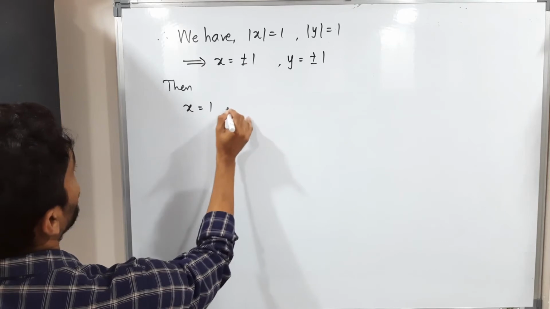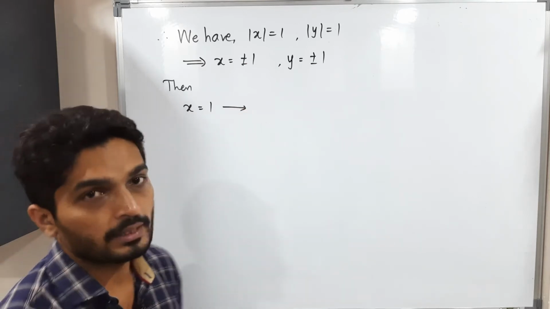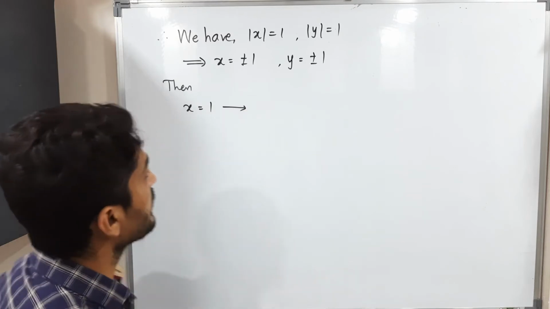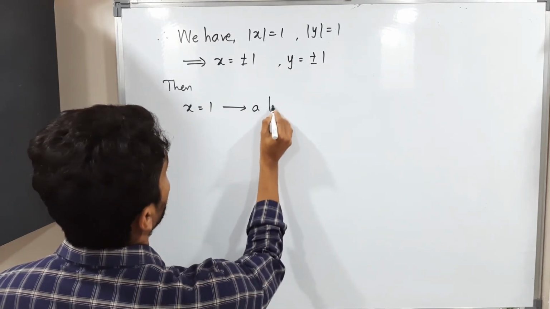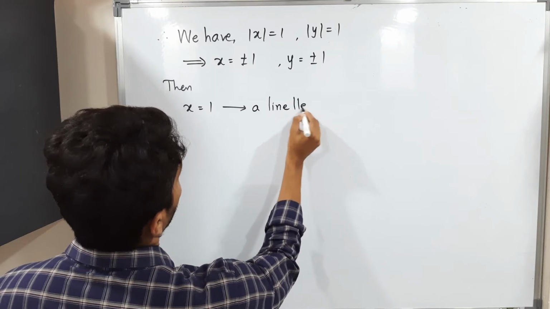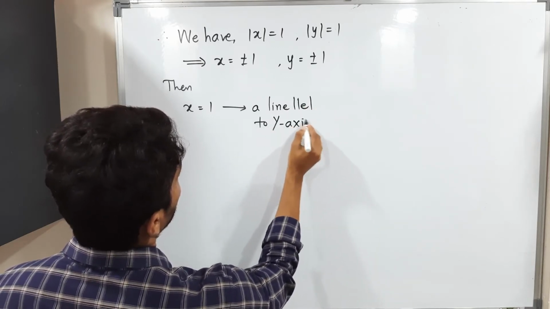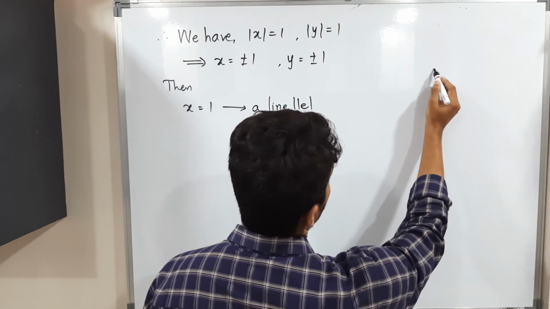So then we will consider all the equations. That means x is equal to 1. X is equal to 1 is a line parallel to the y-axis passing through x is equal to 1. Simply I will mention a line parallel to the y-axis. Here I will draw the diagram and show you.